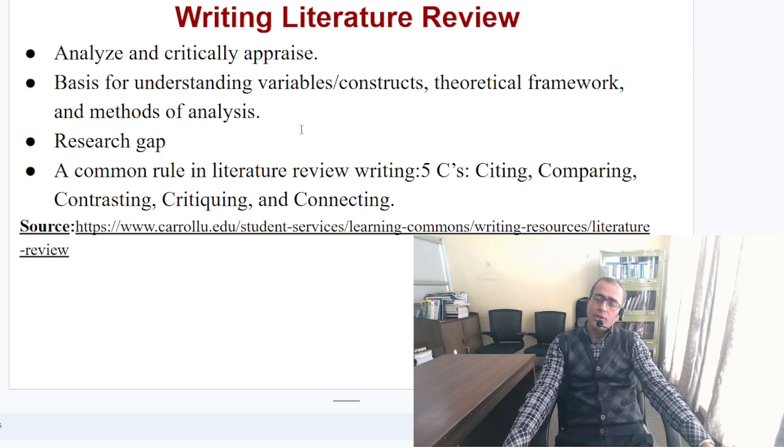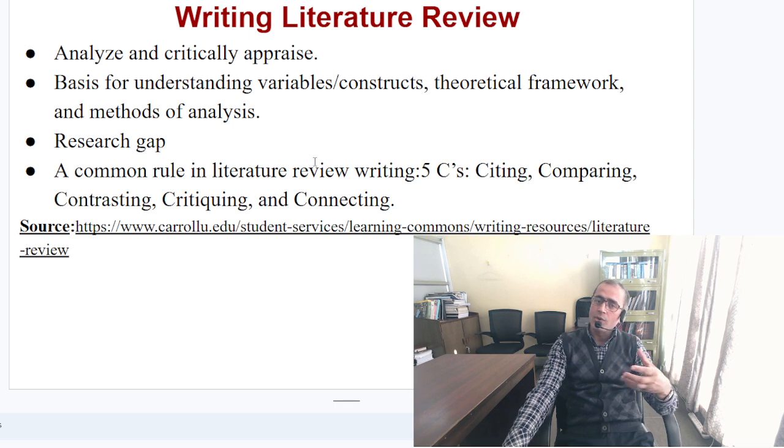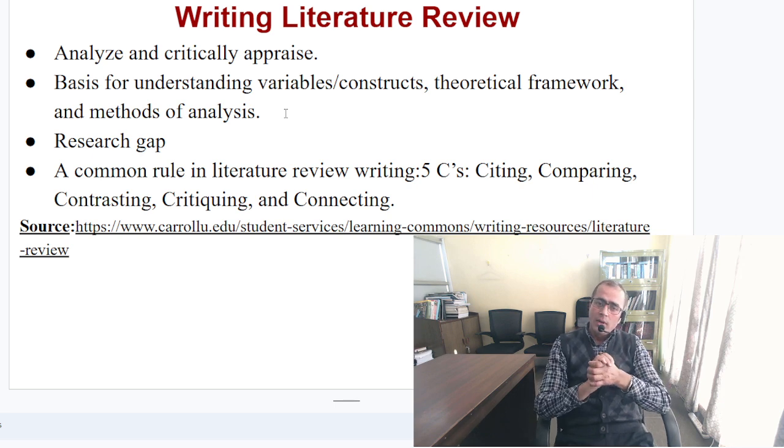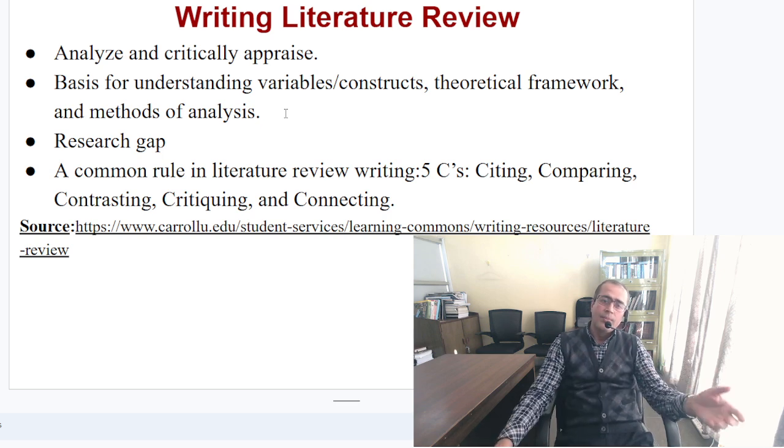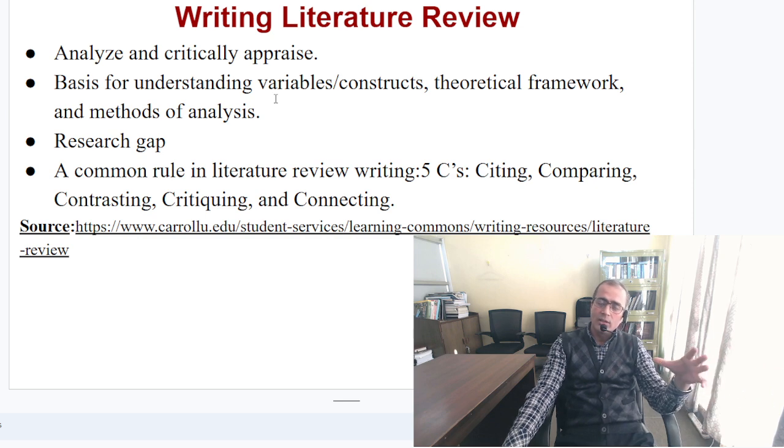Now the next one is writing the literature review. This is very important, friends, to understand your literature review section as well, and to analyze and critically appraise the basis for understanding variables and constructs. This is very important for understanding the theoretical framework and overall methods of analysis. We have to do content analysis and other analyses like meta-analysis. So from the literature review you could also find your research gap, the reason behind doing this research.